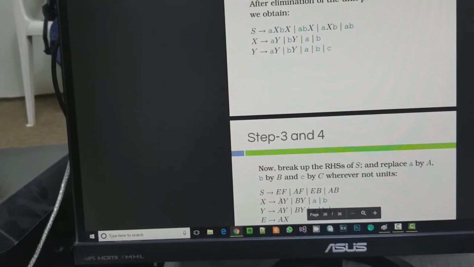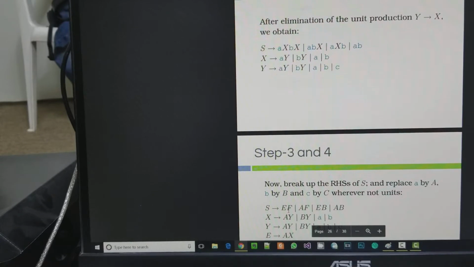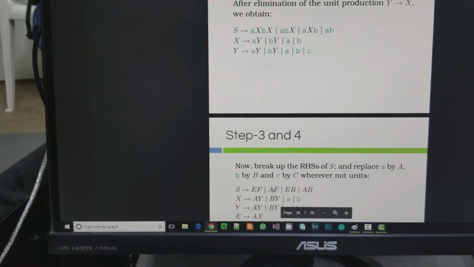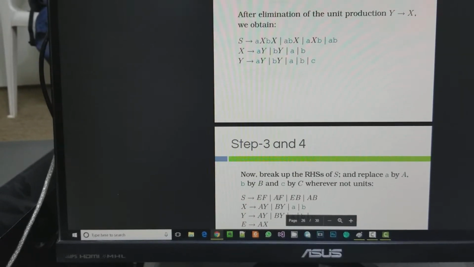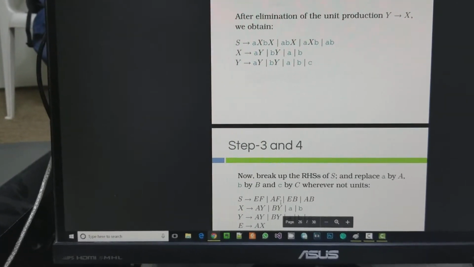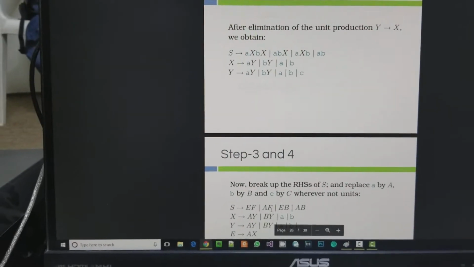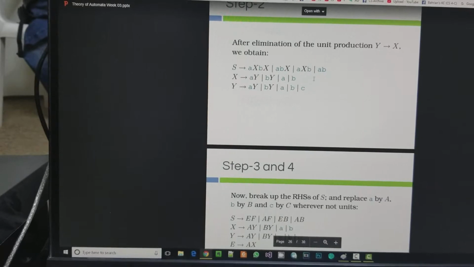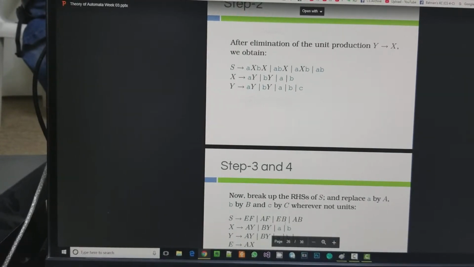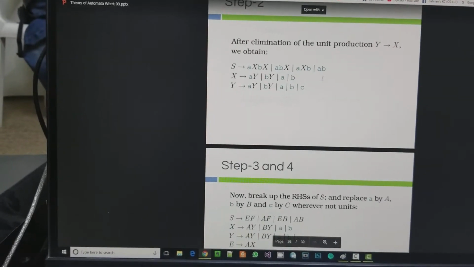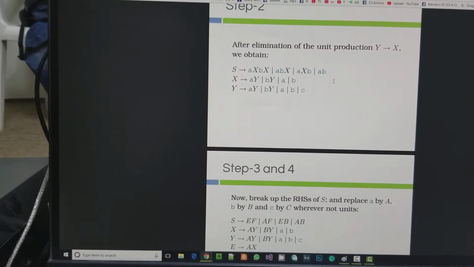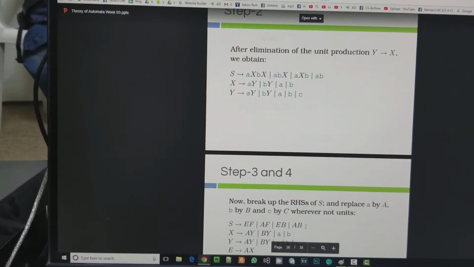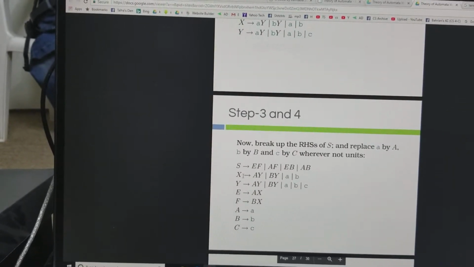This aX is being replaced by E, and this bX is being replaced by F, and this particular aF is replaced by, okay, so this bX is your F, and this a is your A, and this small b is your B, and this E is your aX, and then ab or AB, according to this rule. If you look at this rule over here, this comes over here.